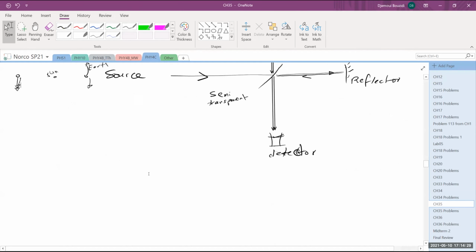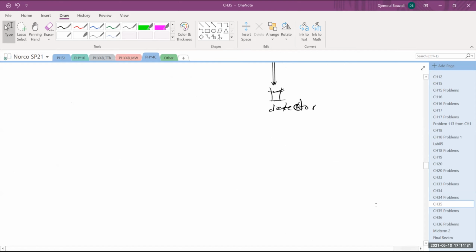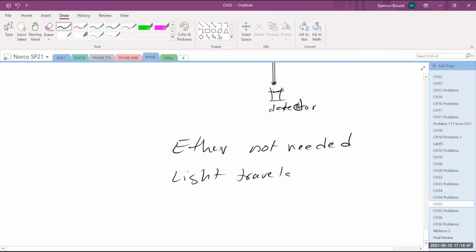So the ether hypothesis was abandoned because of these experiments, and the ether was not needed as a hypothesis. So this wave, light, travels in vacuum. It does not really require a medium to travel. So this is, in a nutshell, basically the whole story toward the end.